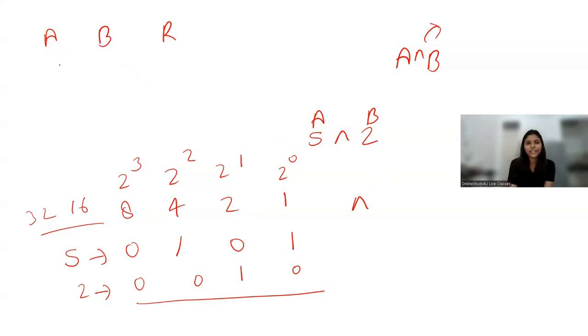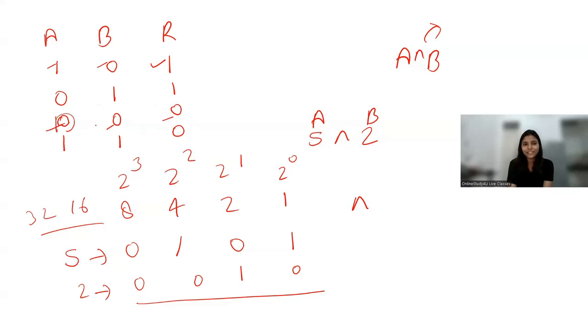Suppose A value is 1, B value is 0, so the resultant will be 1. If A value is 0, B value is 1, the resultant will be 1. If A is 0 and B is also 0, the resultant will be 0, and if A is 1, B is 1, the resultant will be 0. So what is the conclusion? If both of the values are different, the output will be 1. If both of the values are same, the output will be 0.